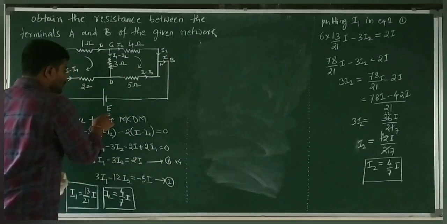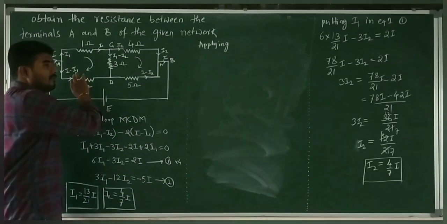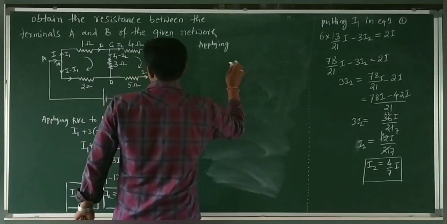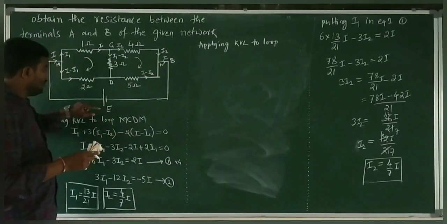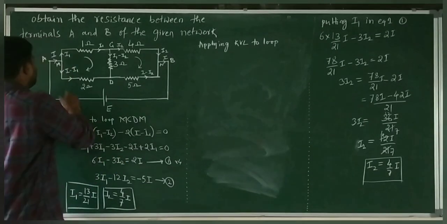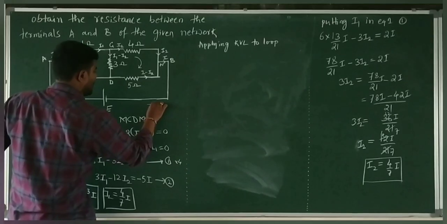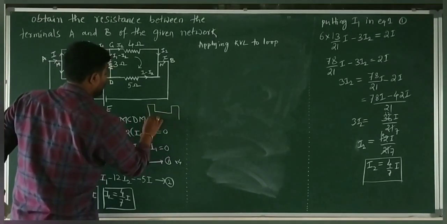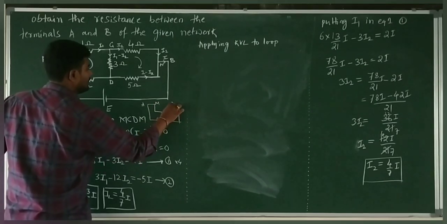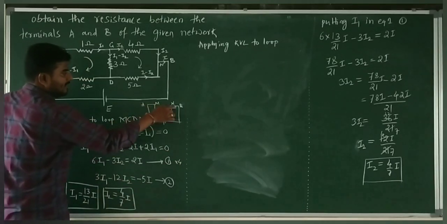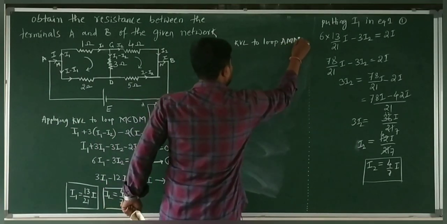See here, since E is also unknown, we shall consider one more loop. As I have already told you, if the number of unknown quantities is 3, you are supposed to use 3 equations. Therefore we need one more equation. Applying KVL, we shall use KVL to the loop in which this E is also included. That loop is going to be, see here, A M D N B A. This point is A, this point is M, this is D, this is N, and this is B. A, M, D, N, B, A is going to be a loop.